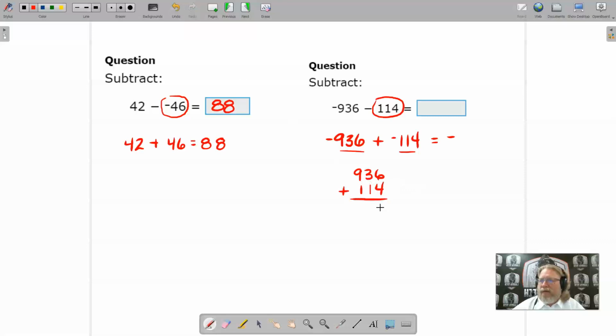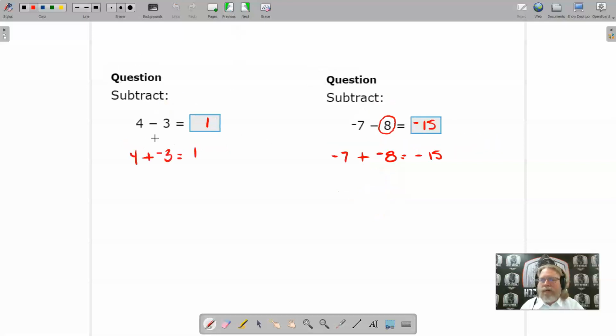So 6 plus 4 is 10. We're going to carry the 1. 3, 4, 5. And 9 plus 1 is 10. So our answer is negative 1,050. So we'll put that in the box here, negative 1,050.